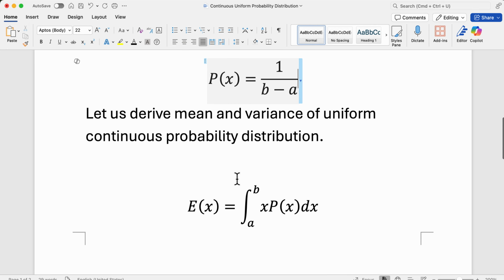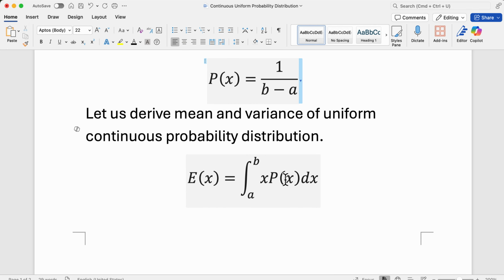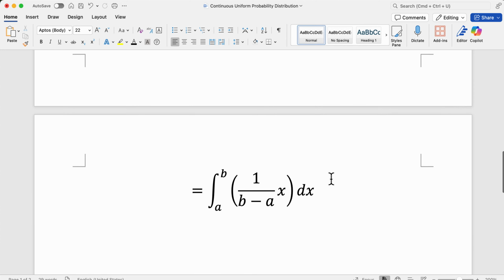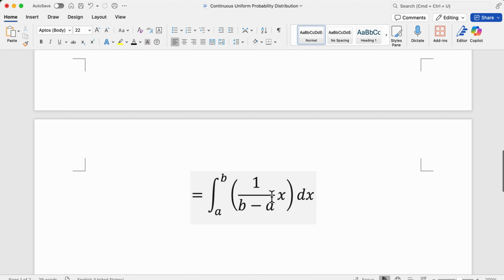Now let us derive the mean and variance formulas of the uniform continuous probability distribution. The mean is an expectation value, so I just take the integral of x times p of x from endpoints a to b. This gives me 1 over b minus a times x, which is just a linear term. So all I have to do is turn this into a quadratic, and since it's raised to the power of 2, I bring a 1/2 to the bottom as well.